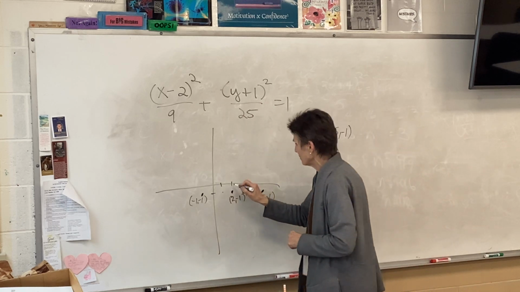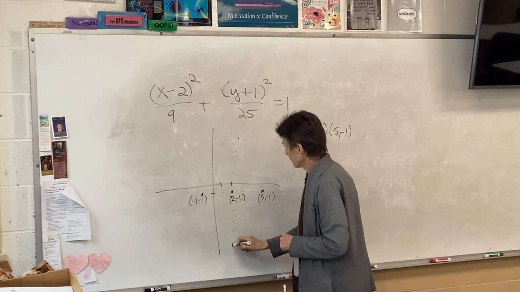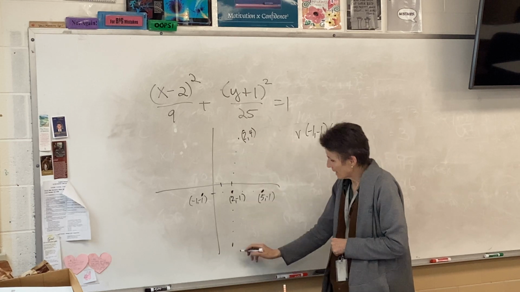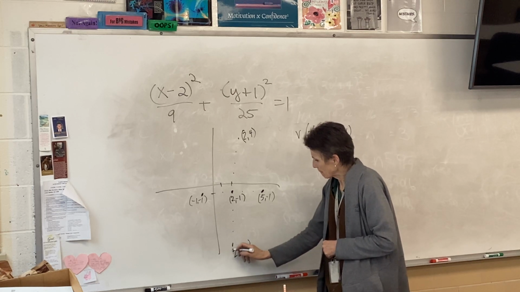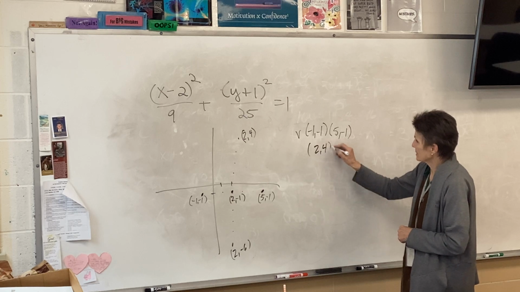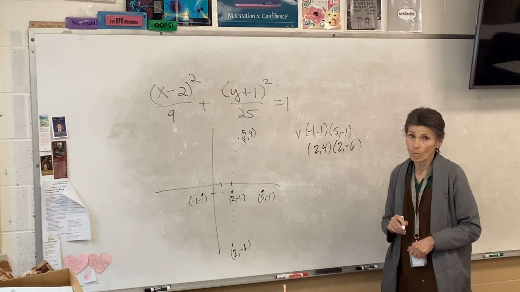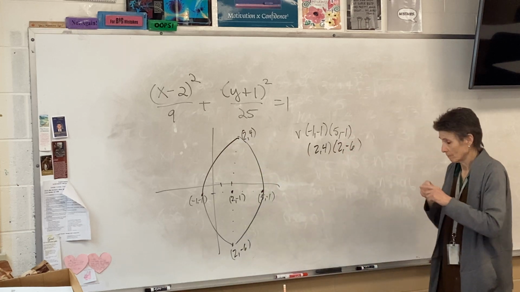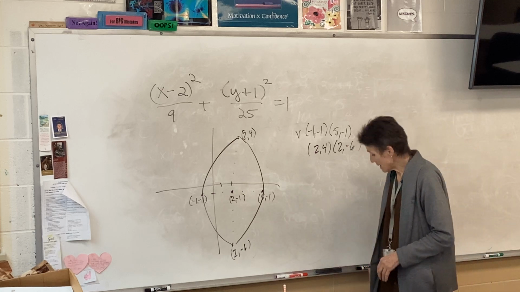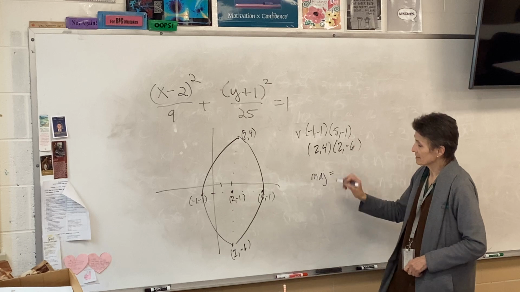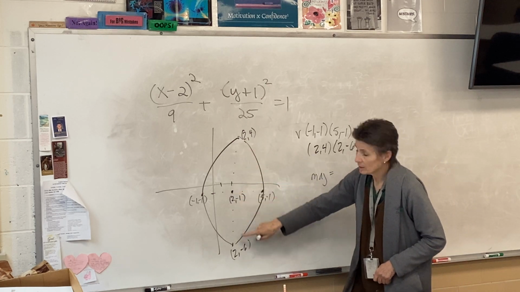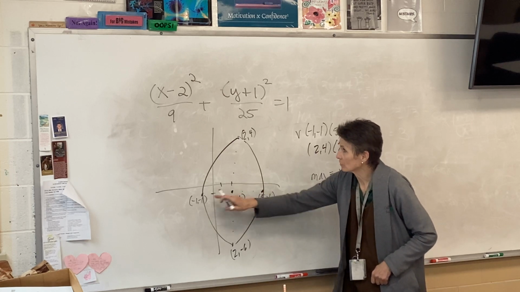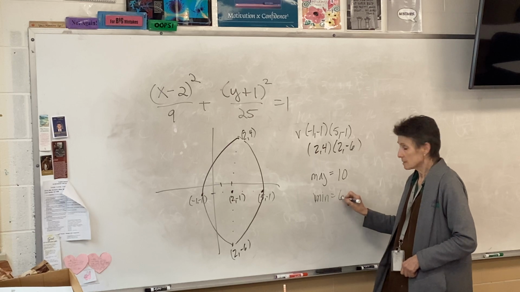Now I'm going to count up and down 5. So I'm going to have a vertex up 5, so this is going to be 2, 4, and down 5, that's going to be 2, -6. So those are my other 2 vertices. In any order, the order you write them doesn't matter. You just have to have all 4 of them down there. There you go. Now my major axis, I counted up and down 5, so it would be 10. And my minor axis, I counted sideways 3, so it would be 6.